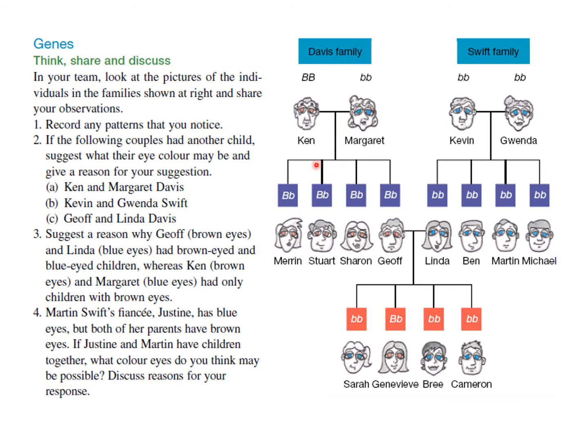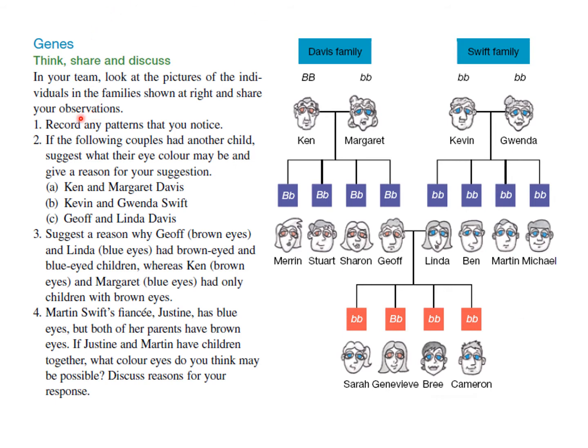You can then see that Ken and Margaret each had 4 children. Kevin and Gwenda had 4 children. Of these children, Jeff and Linda married to then go on and have 4 children each. When looking at the family tree, we are looking at the expression of eye color.